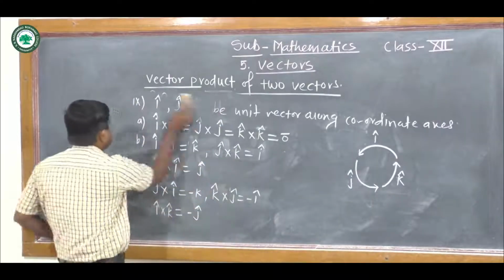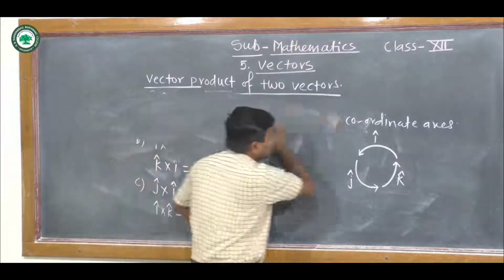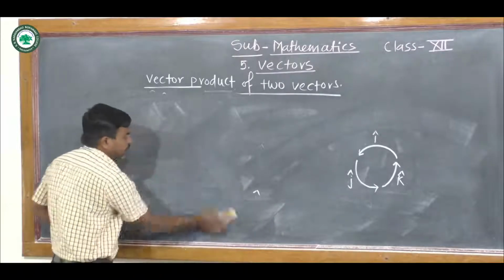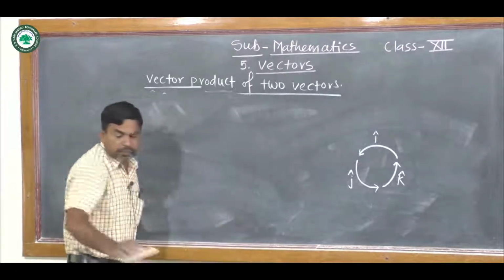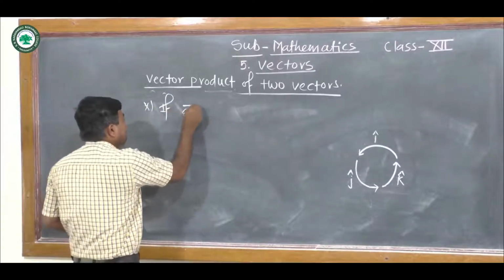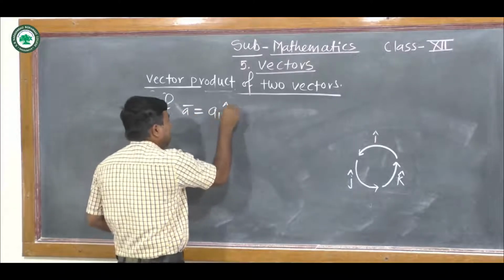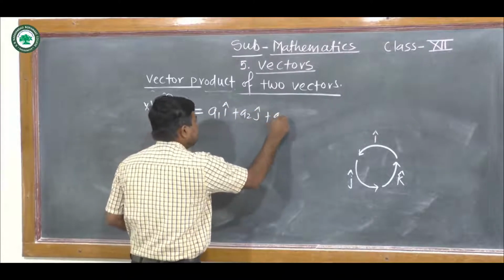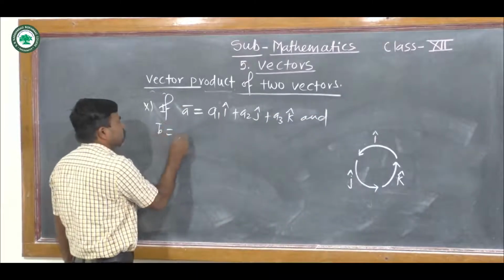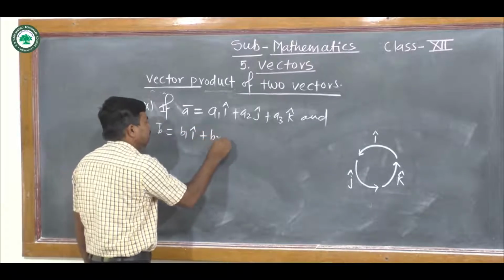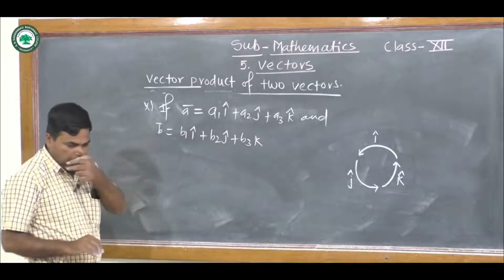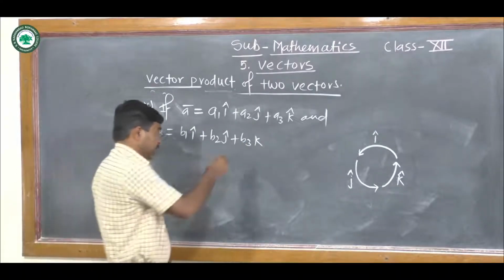Now next, 10th remark. If we have any two vectors a bar and b bar given in this space in the form of i, j, k, if a bar is equal to a1 i cap plus a2 j cap plus a3 k cap, and b bar is equal to b1 i cap plus b2 j cap plus b3 k cap. These are two vectors which are given to us in the space.